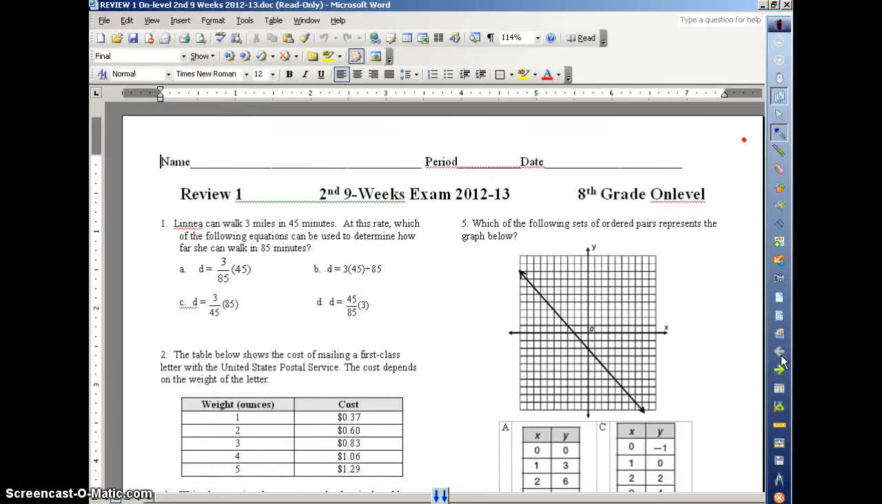This is the first review for the common assessment that's coming up next week. It's our second 9 weeks common assessment. This is the first review. All right, so let's get started.